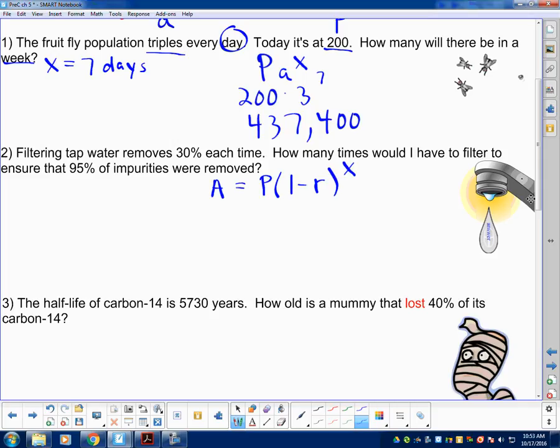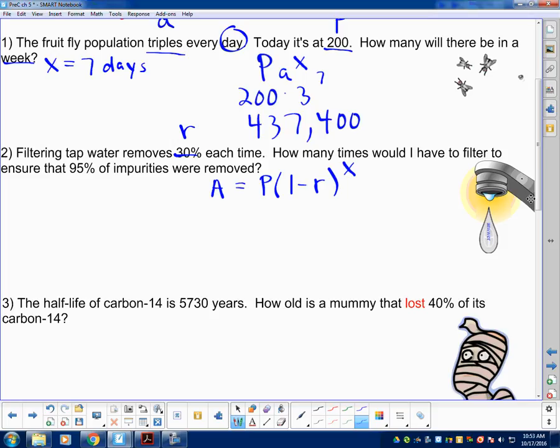So it's saying on this one that filtering tap water removes 30% each time. So 30% is my r. Let's underline that. And it says how many times would I have to filter to ensure that 95% of impurities were removed. A couple different ways to think about this. If A represents amount, it's not that I'm looking to get to 95% or 0.95, it's that the only amount that should be left is 0.05.